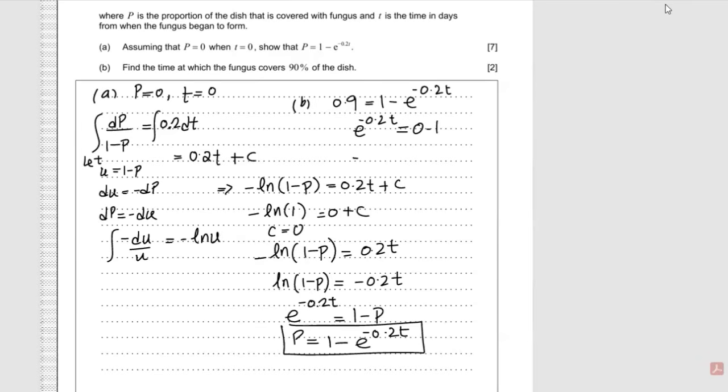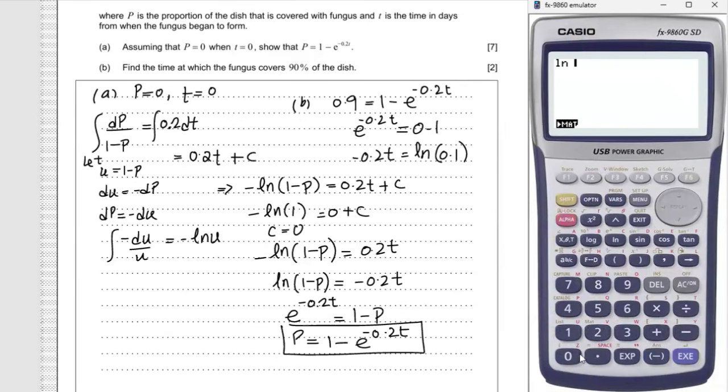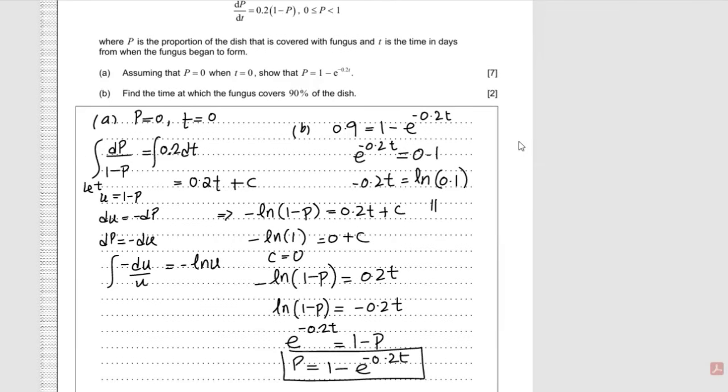So let's do the natural log thing. It's going to be natural log of 0.1. So let's just use our calculator to get the natural log of 0.1 and divide it by minus 0.2. So I'm getting 11.5 something. So you can say 11.5 days.